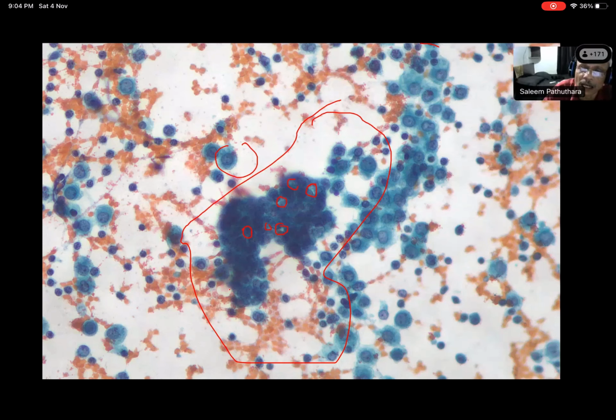But we are looking at a case of a liver mass. The patient presented with a liver mass and ascites. Look at this chromatin very carefully. This is a powdery chromatin, somewhat stippled powdery chromatin.